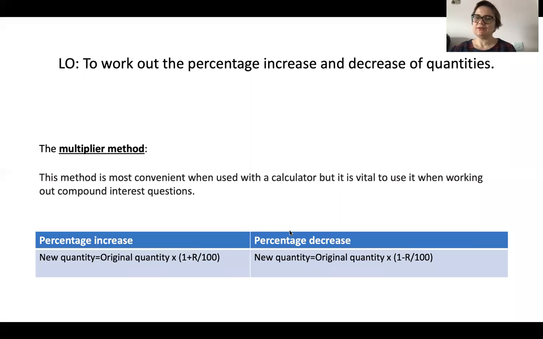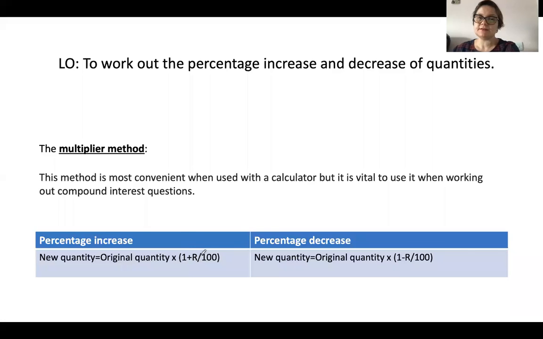Hello, today we are going to learn how to work out the percentage increase and decrease using the multiplier method. Here I have two formulas for the percentage increase and decrease using the multiplier method. So the first one here, can you see, is original quantity multiplied by, in brackets, 1 plus r over 100.